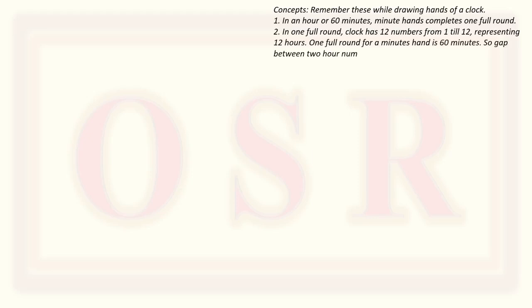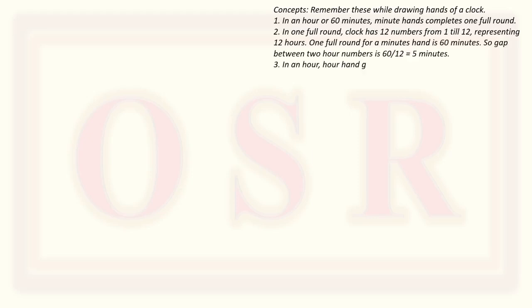Concepts. Remember these while drawing hands of a clock. In an hour, or 60 minutes, the minute hand completes one full round. In one full round, the clock has 12 numbers from 1 till 12 representing 12 hours. One full round of the minute hand is 60 minutes. So the gap between 2 hour numbers is 60 by 12, which is 5 minutes.